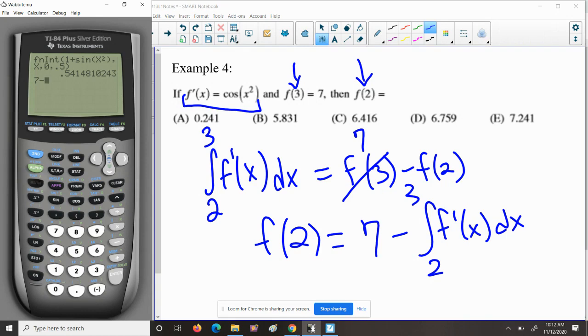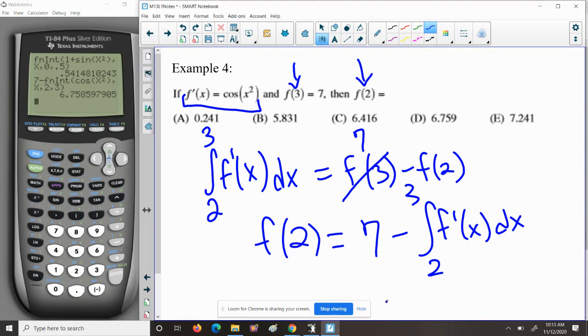7 minus the integral of cosine of x squared, comma x, comma 2, comma 3. That gives us 6.759, which matches with D. Okay, I feel like we've got a lot of D's in here so far.